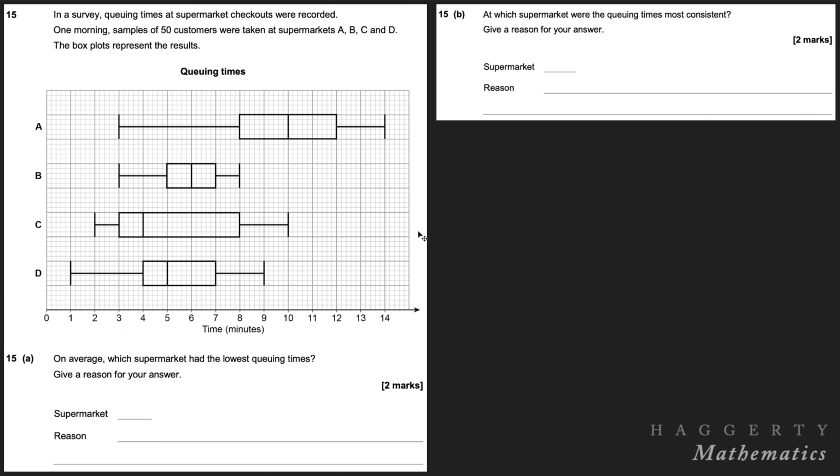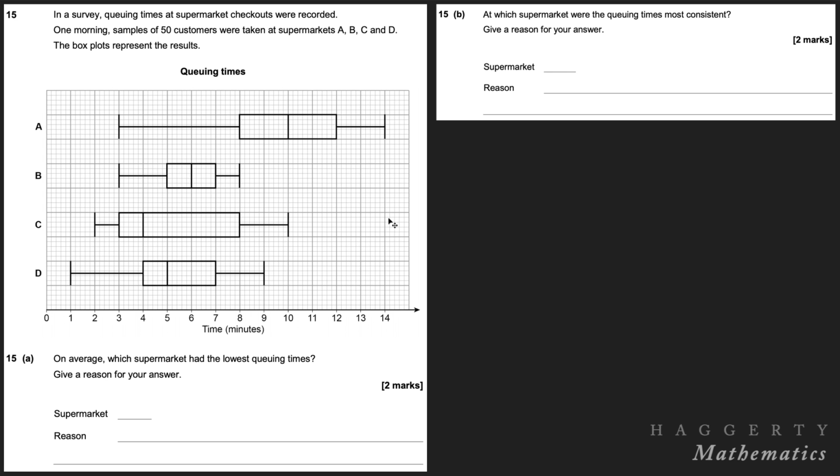Question 15. In a survey, queuing times at supermarket checkouts were recorded. One morning, samples of 50 customers were taken at supermarkets A, B, C, and D. The box plots represent these results. So question 15a, on average, which supermarket had the lowest queuing times?